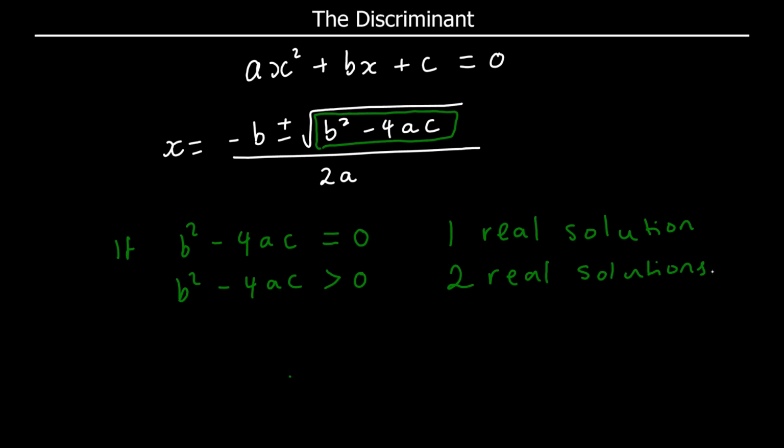If it's negative, if it's less than 0, we're going to be square rooting a negative. And if you square root a negative, you get no real solutions. So if b squared minus 4ac is negative, less than 0, there are no real solutions. So we can use the discriminant to work out how many solutions a quadratic has.